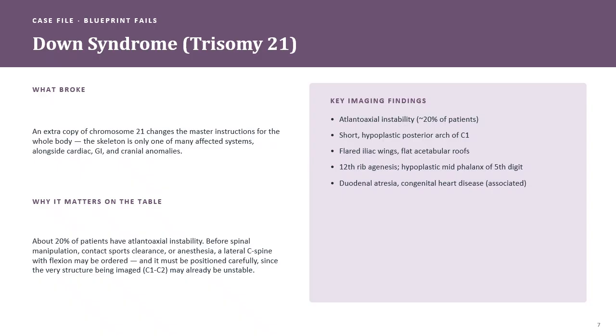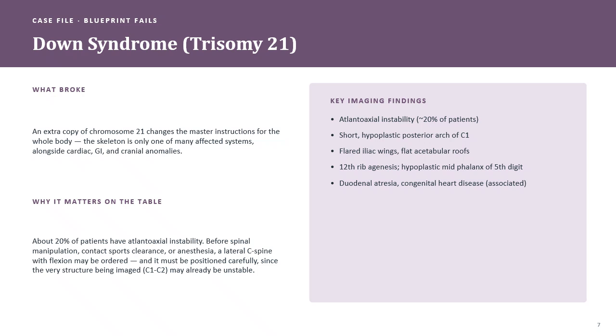The next condition that fits into one of our buckets is Down syndrome. In the analogy that we started with, our blueprint, Down syndrome represents a blueprint change because the patient has an extra copy of chromosome 21. Since the genetic instructions affect the whole body, your skeletal findings are only going to be part of a larger multi-system condition. Cardiac, GI, and craniofacial differences might be seen in this patient.